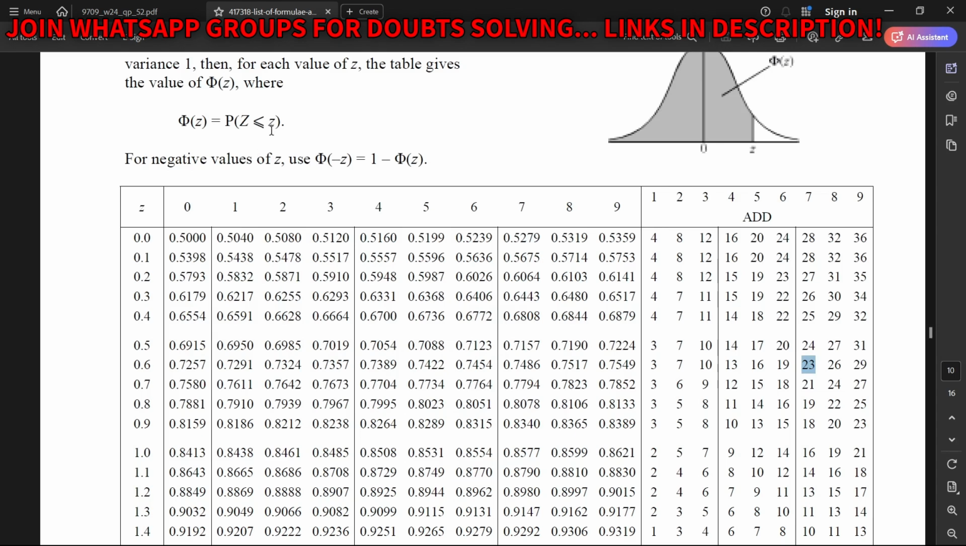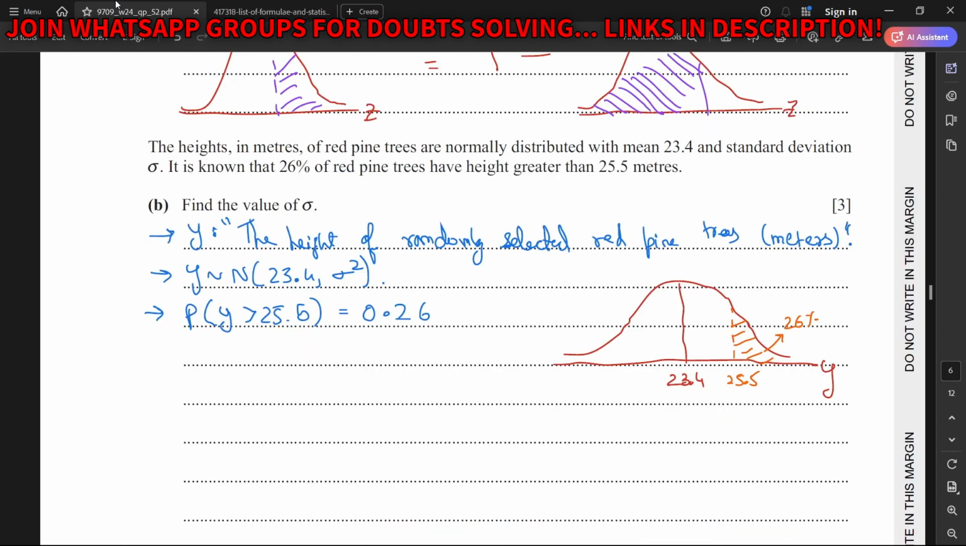Now, according to the MF19 data booklet that we have, I am only given the data for the Z score being less than or equal to the value of z. So what can I do over here? It's exactly the same thing that we learned in the previous part: 1 minus the probability of y less than 25.5 will be equal to 0.26. This is just saying that out of 100%, if I get rid of the left-hand side, I'll be getting the right-hand side. Simple as that.